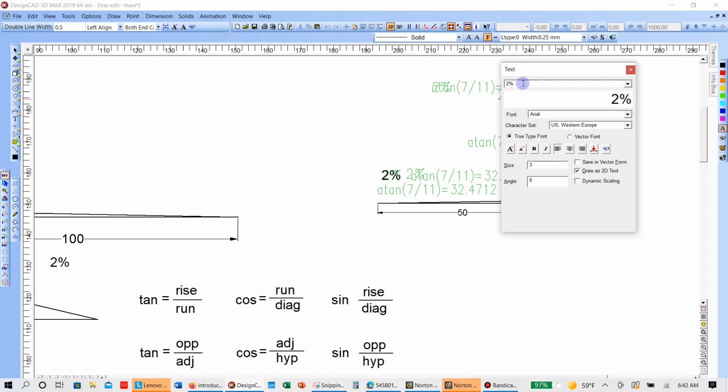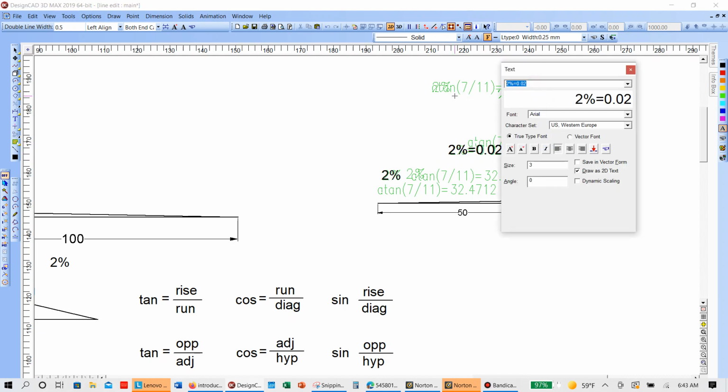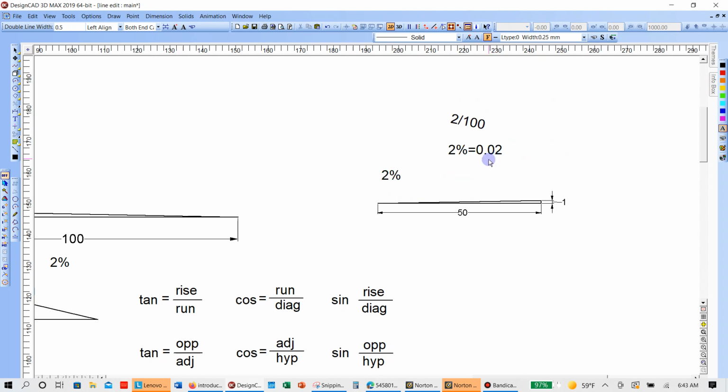So 2% is actually equal to 0.02. If you divide 2 by 100, it's 2 per 100, right? And that's your 2%. 2% is 0.02. If you divide 2 by 100, you'll end up with 0.02. Control R.